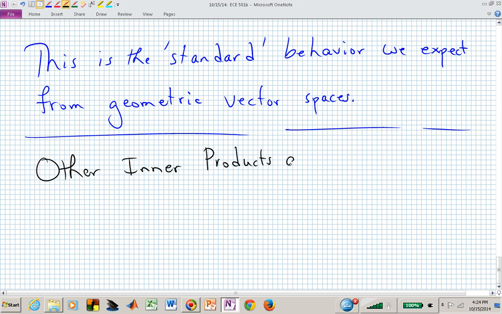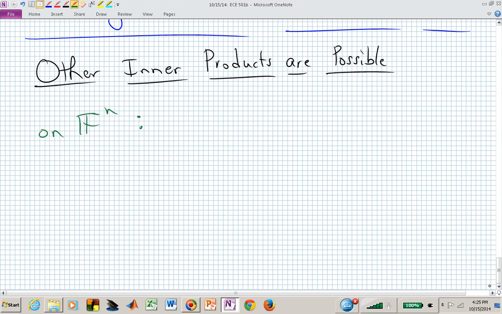And this is where it gets a little more interesting or fun, depending on how you want to look at it. Let me say other inner products are possible. The first one that we will look at is that we can define another inner product on F^n. We don't have to just have this pairwise product. We could actually scale those pairwise products.